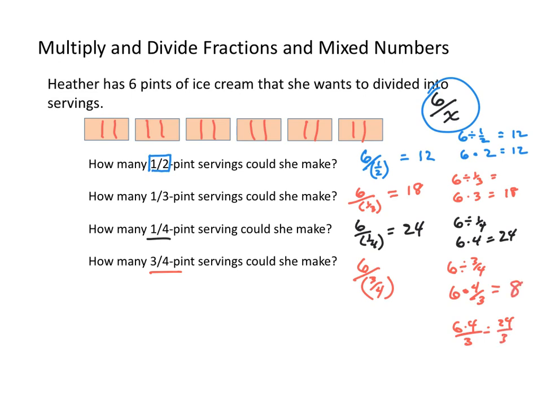Now let's use our picture and see if we can visualize that. That's going to be a little harder. Okay, but I think we can do it. So we're dividing these into 3/4 pint servings. Well, I'm going to divide them into fourths first. See, 4 parts. I could do it like this.